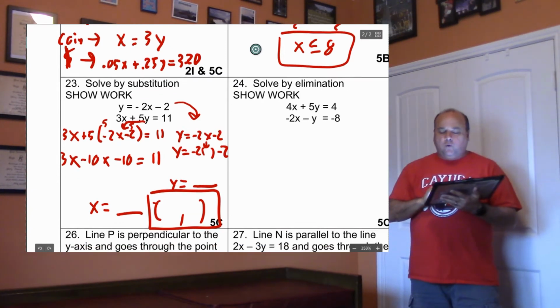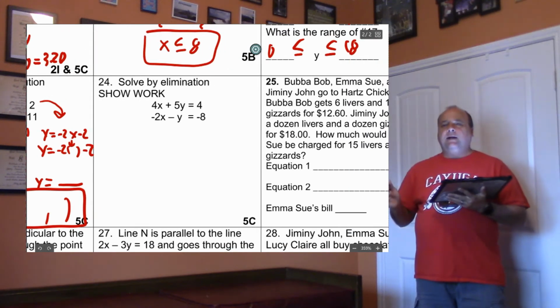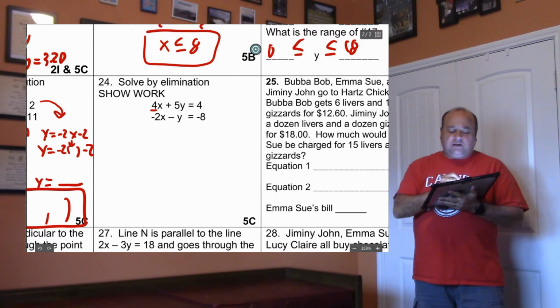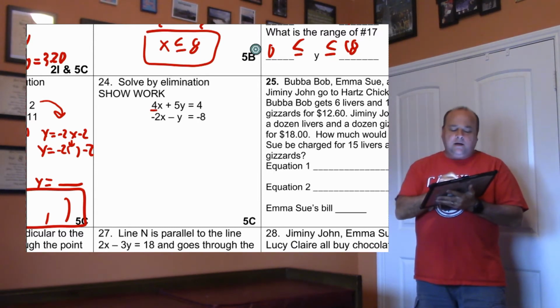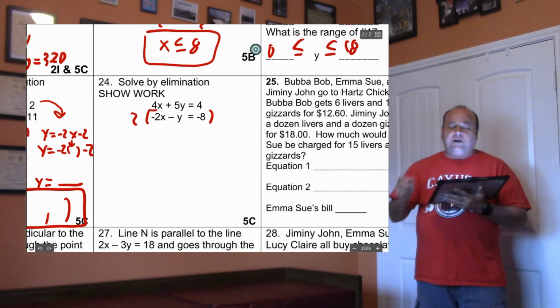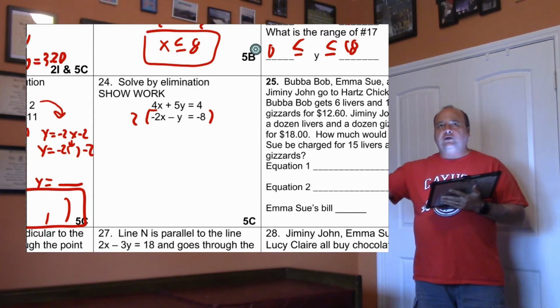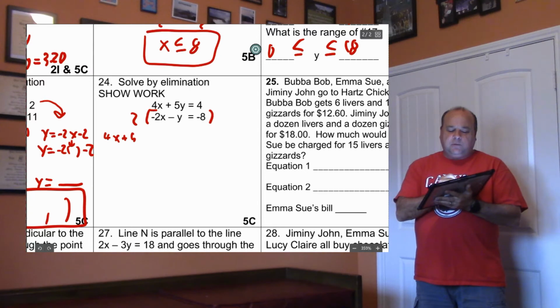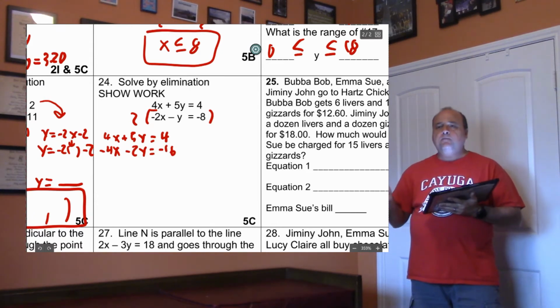Let's go to number 24. We're going to solve this by elimination. I would go with the x. The opposite of plus 4x is a minus 4x, right? So if I multiply the bottom equation by 2, that negative 2 would turn into negative 4. So I'm going to write down my first equation, 4x plus 5y equals 4. Then I'm going to multiply the second equation by 2. Negative 4x minus 2y equals negative 16.